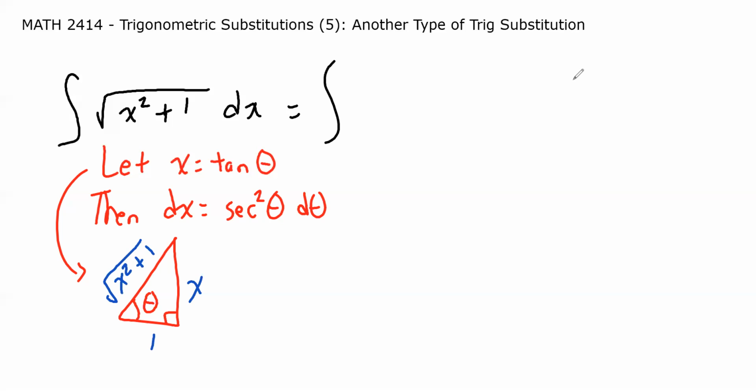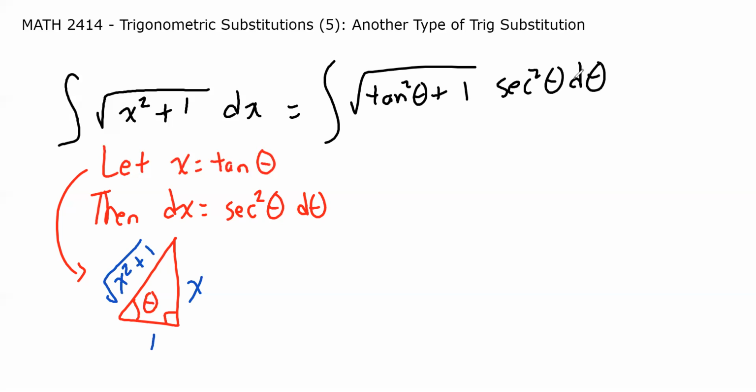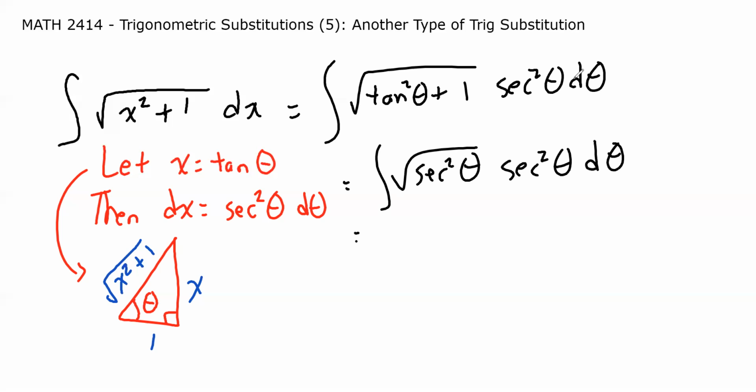All right, each x is going to become a tangent, so under the square root we get the square root of tangent squared theta plus 1. dx is equal to secant squared theta d theta, and now we've turned it into a trig integral. The purpose of the substitution was to capitalize on tangent squared plus 1 being secant squared. So we get the integral of the square root of secant squared of theta times secant squared of theta d theta. Well, the square root of secant squared is secant, so that secant multiplied by the secant squared will give us the integral of secant cubed.